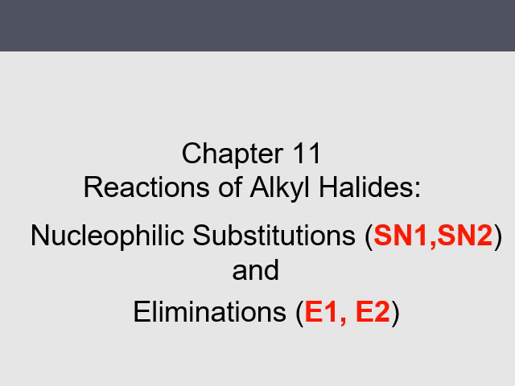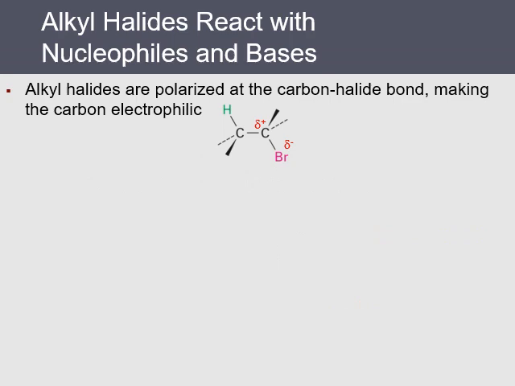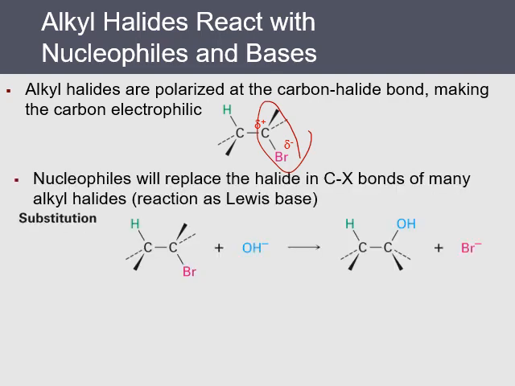Chapter 11: Reactions of alkyl halides, nucleophilic substitutions and eliminations. Because carbon and halogen atoms have different electronegativity, alkyl halides are polarized at the carbon-halide bond, making the carbon atom partially positively charged. When a negatively charged group such as hydroxide comes closer to the molecule, it will attack the positively charged carbon and replace the halogen atom, forming an alcohol. So the net effect is bromine is replaced by hydroxide, and the reaction is a nucleophilic substitution reaction.